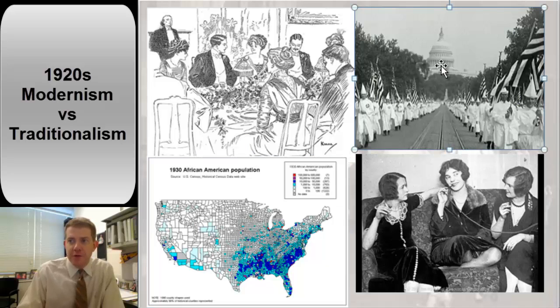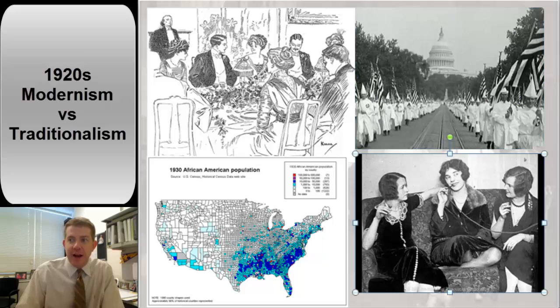And we can see a grouping of traditionalists here who want to see a return to the 19th century, where America is looking out for true Americans first. An organization like the Ku Klux Klan is going to have its peak membership in its history during the 1920s, based on this idea of traditionalist thinking.